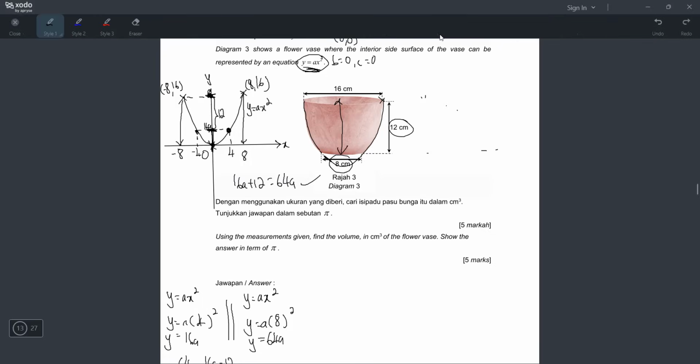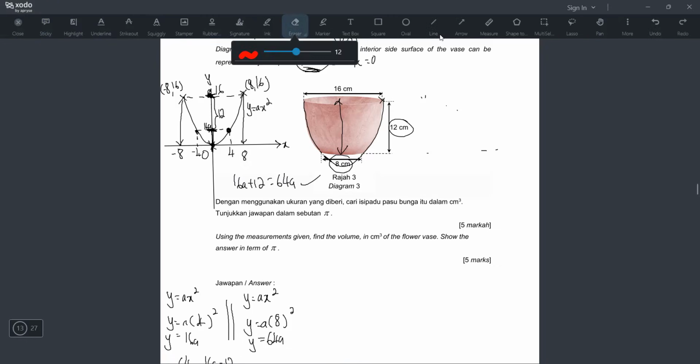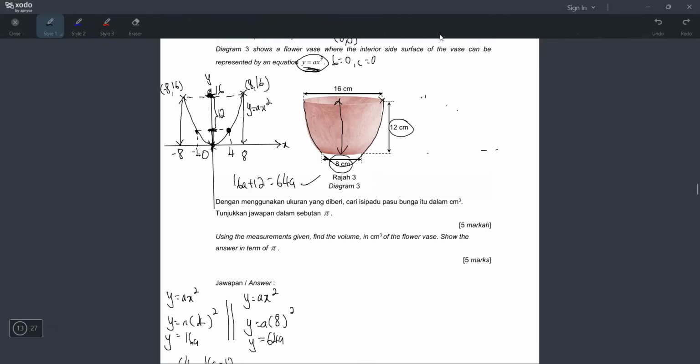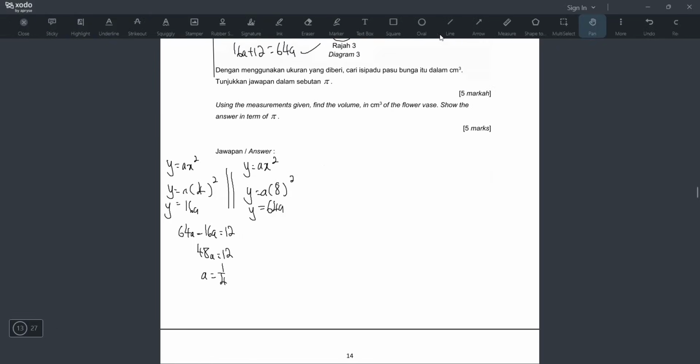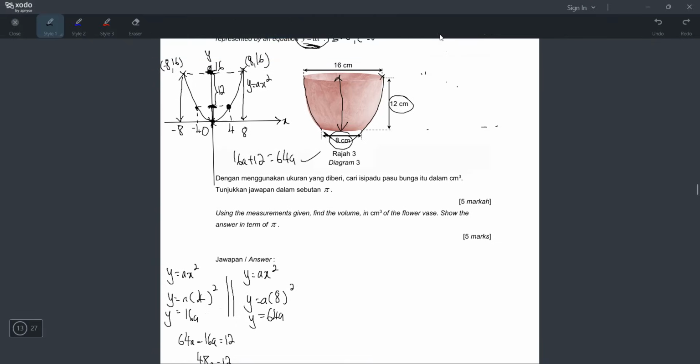It means that in the y-axis, the y-coordinate is 16, right? Then what about the 16a? Well, you can also update, right? So what you do is you erase this, and then 16a, but the a is 1 over 4. So what is 16 times 1 over 4? 16 divided by 4 is 4, right? So now I know this is 4, this is 16. And now I can find the volume of the flower vase. Show the answer in terms of pi. Okay, so which volume am I finding?